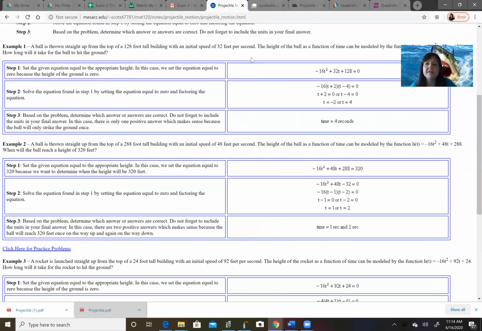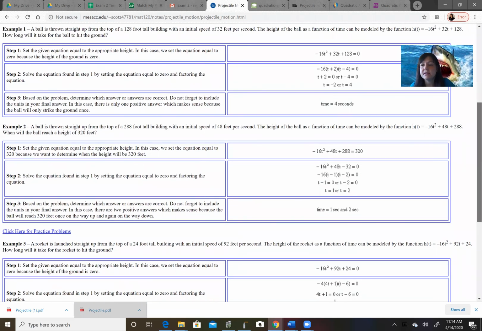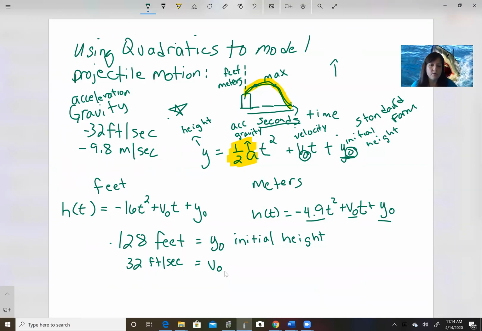Okay, the height of the ball as a function can be modeled with the function. Okay, so it even gives us the equation. We don't even have to do that. How long will it take for the ball to hit the ground? Okay, so the equation that it gave us was exactly what we would have gotten on our own. We know we're using feet, so we know we're going to use this equation.